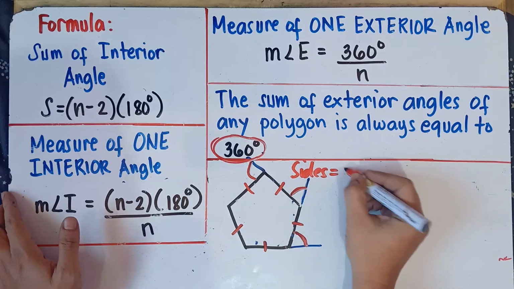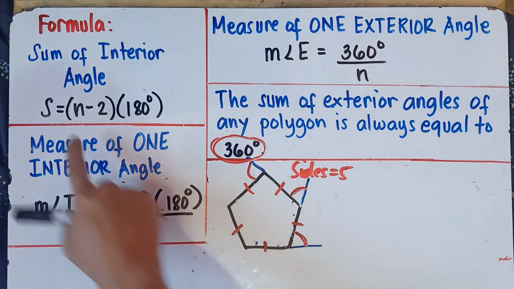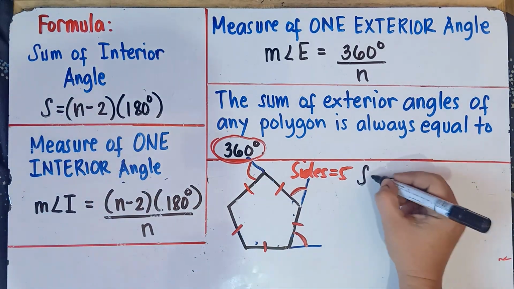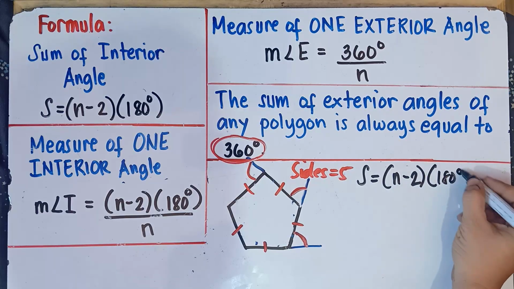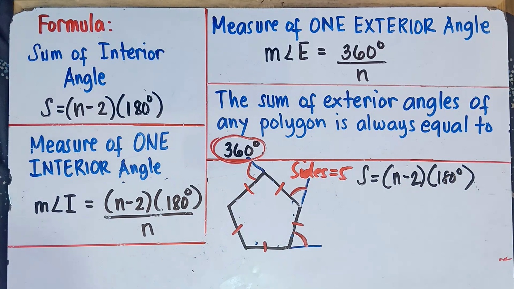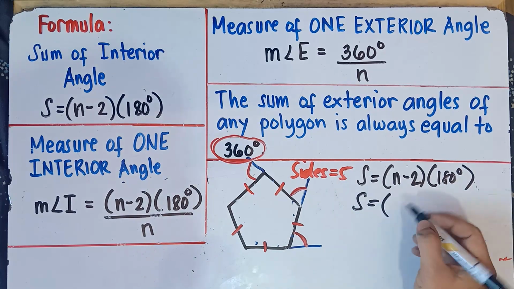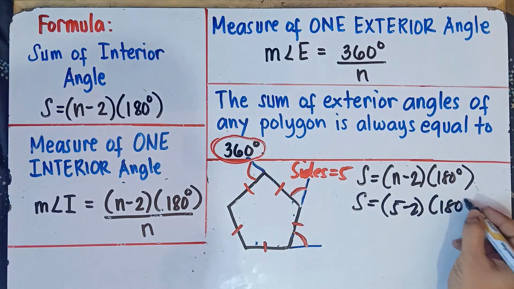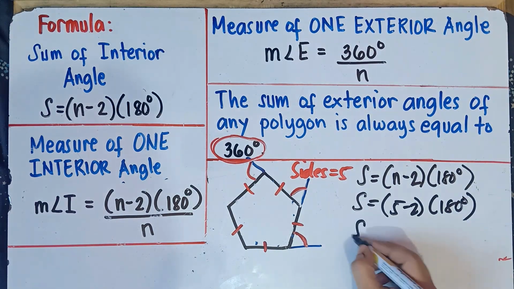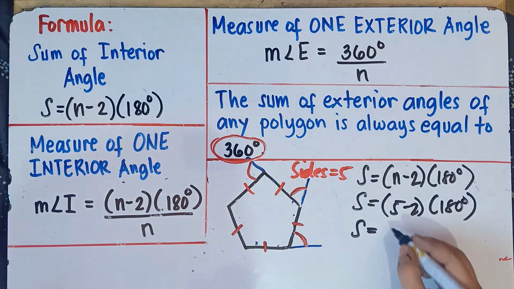So we have 5 sides, n is equal to 5. We can use this formula to find the sum. The sum is equal to n minus 2 times 180 degrees. Once again, n represents the number of sides. Our given is 5 sides. So n is 5, and we have 5 minus 2 times 180 degrees. So the sum is equal to 5 minus 2. What's the answer, class? 5 minus 2 is 3, right?